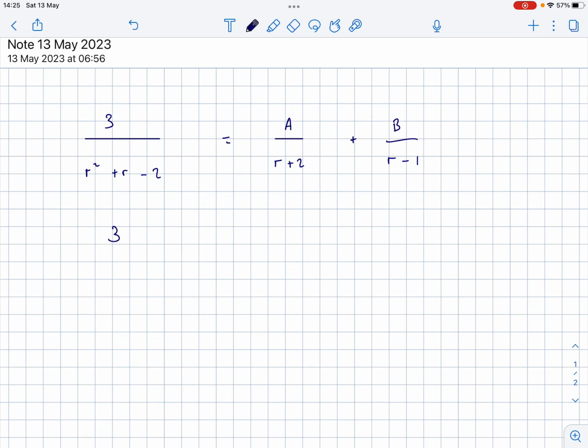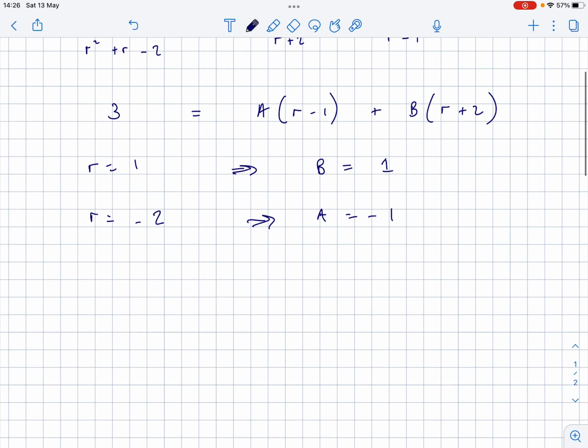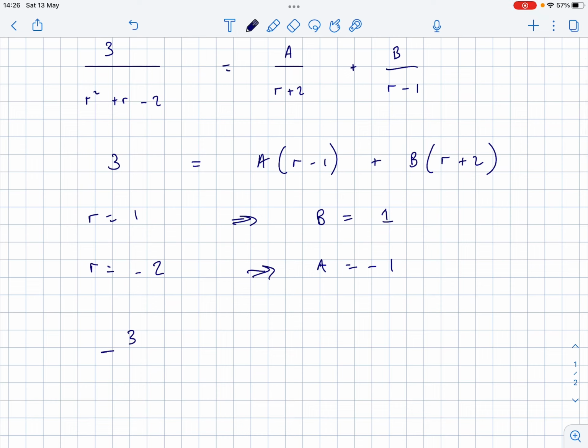So set it up. And then if we times through by the denominator, we'll get this. And then we can choose R to be 1. And that means that B is equal to 1, because we get 3 in that bracket and it cancels with that. And then if we do R to be negative 2, that means A is going to be negative 1. So that's the start bit. I'm sure you did that.